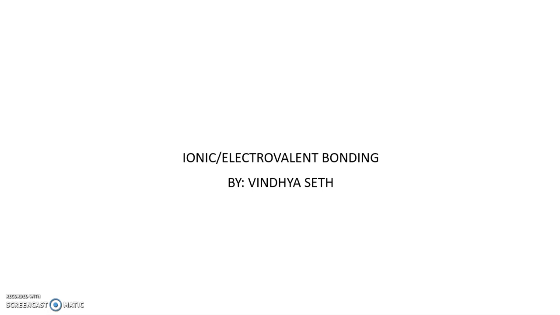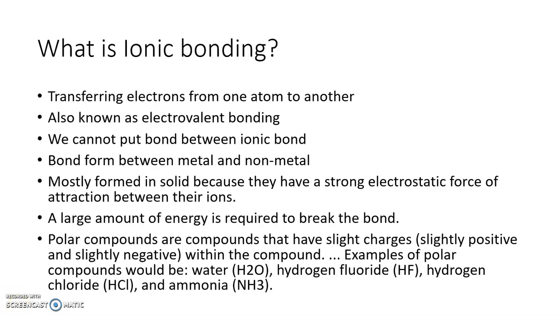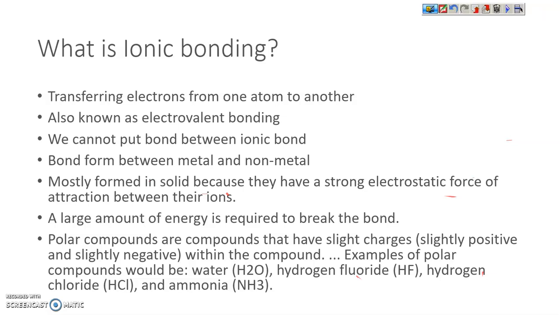In the previous lesson, I talked about what bonding is, and now I will explain briefly what ionic bonding is, or you can say electrovalent bonding. So, what is ionic bonding actually? In the previous lesson, I told you that it is a transferring of electrons from one atom to another. I showed you one example of NaCl.